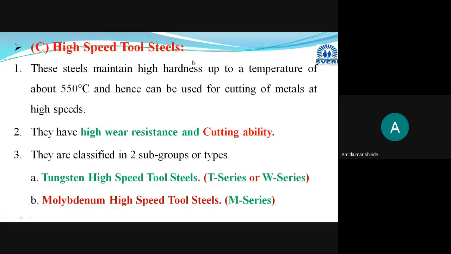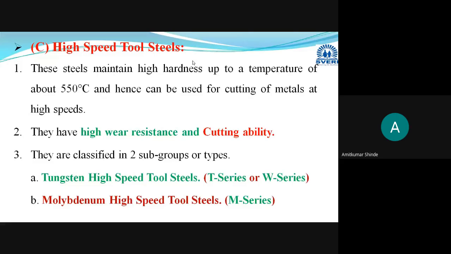Okay, I will repeat it again. These tool steels provide high hardness at the higher temperature ranges also, above about 550 degrees Celsius. Hence we can use this type of tool steels for cutting of the different metals and different alloys at a very high speed. That's why the name is given as high speed tool steels. Now in the properties, you can write that these steels will provide very high wear resistance, and they have very good cutting ability even at the higher temperature ranges.